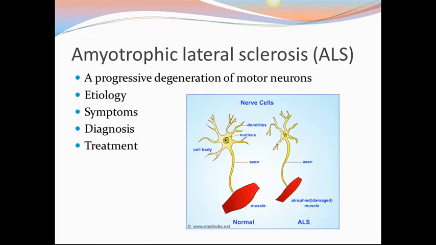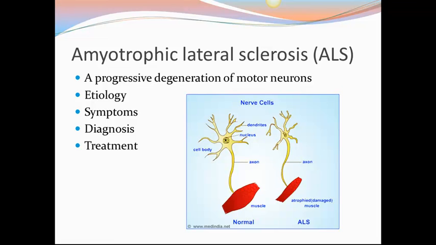Amyotrophic lateral sclerosis, or ALS, sometimes also called Lou Gehrig's disease, is a progressive degeneration of the motor neurons. The etiology is really unknown at this point. However, there is significant research being done. Symptoms include loss of muscle tone, and it affects breathing and mobility in the progressive stages. Diagnosis is history and physical, MRI scan, EMG, and nerve conduction velocity tests can also be done. There is no cure. Riluzole slightly slows the progression, but really there are no treatments.